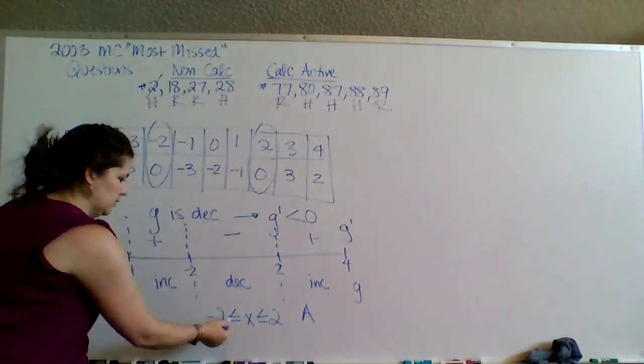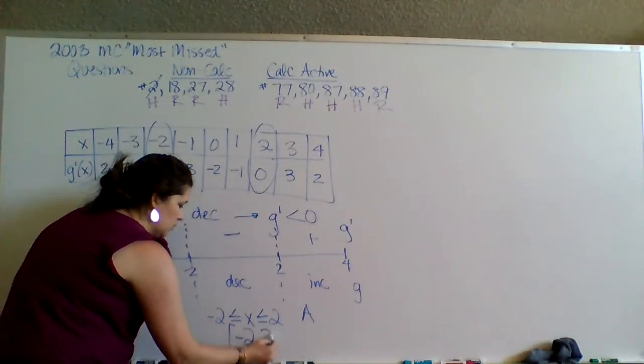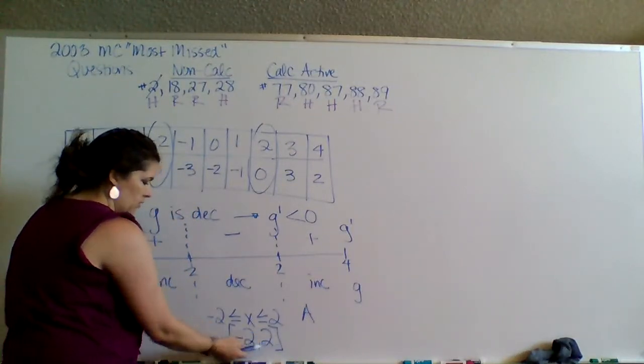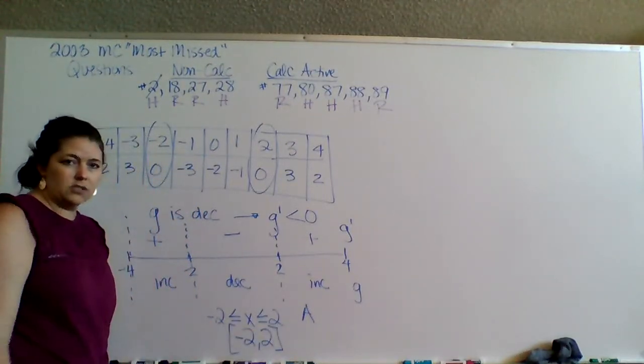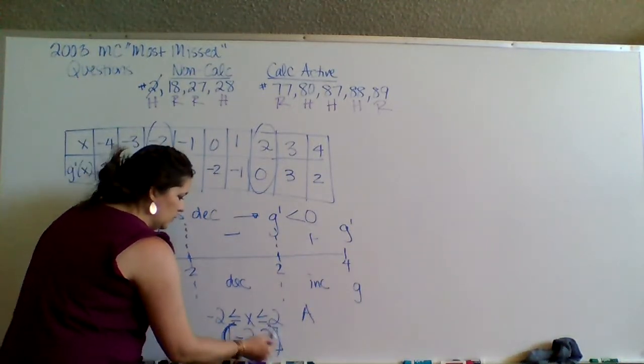Some of you did that wrong on an AP free response question. You wrote your interval with closed brackets when these were the spots where your derivative equaled 0, and that's a wrong justification. These would have to be open brackets to be an okay way to state that.